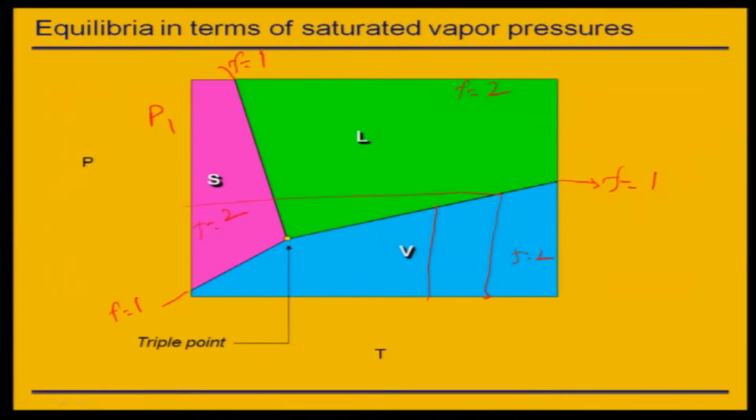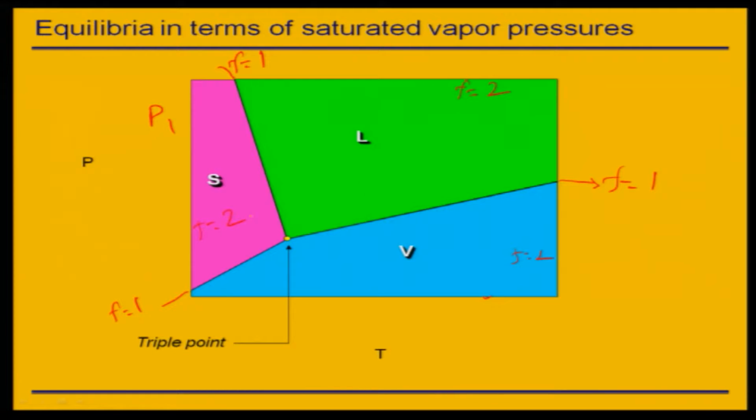Similarly, if I choose the temperature, then I have no choice of pressure. Pressure is fixed because it is on the line. That is the meaning of degrees of freedom equal to 1. Degrees of freedom equal to 1 means I have only one freedom, that is either pressure or temperature to choose. If I choose one of these two, then the other variable is automatically fixed by the equilibrium condition. That is the meaning of F equal to 1.